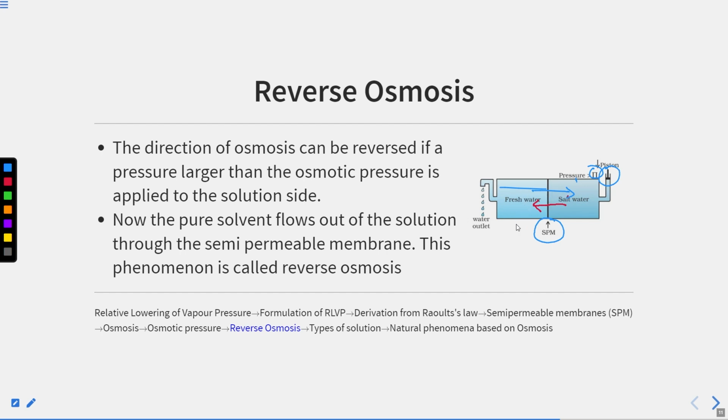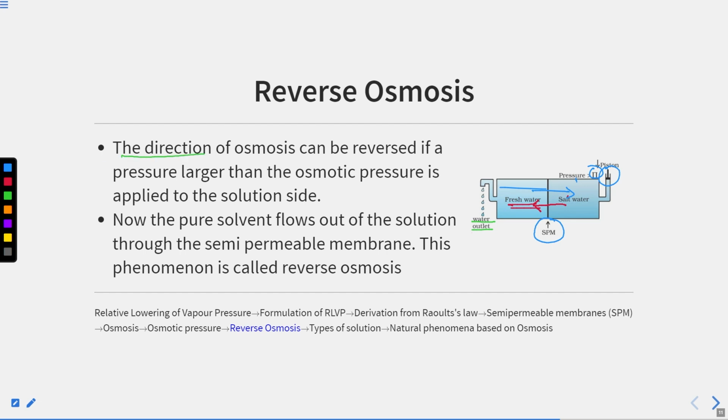Now what is the application of this? You can see very clearly from the image that we have put salt water here and fresh water here. Now we are applying pressure and we are getting fresh water with the help of this reverse osmosis. So this is an application of osmosis in which we get pure water from salt water by applying a pressure greater than our osmotic pressure. The same thing is written here.